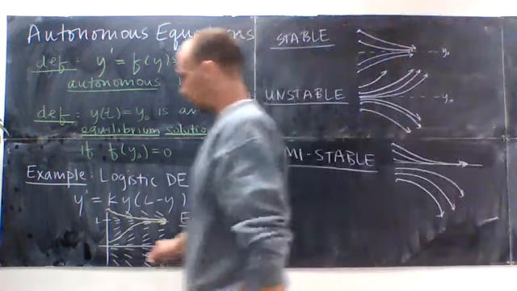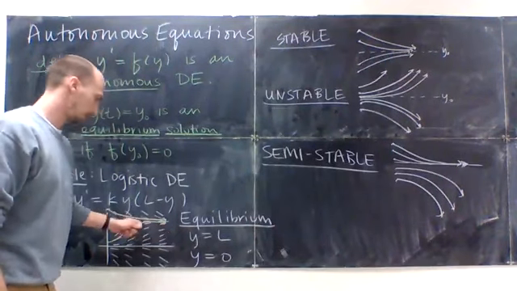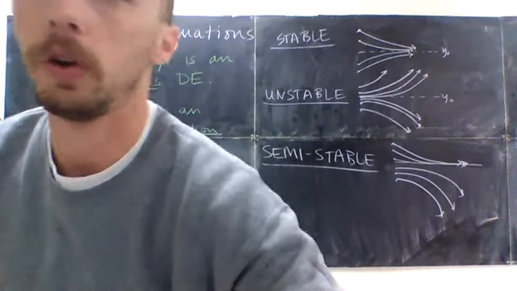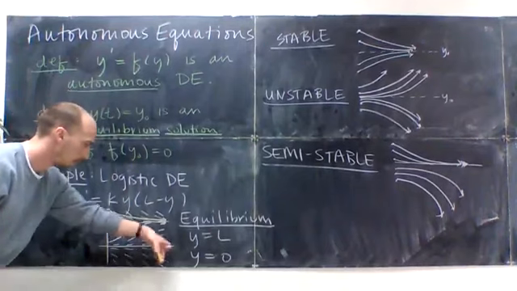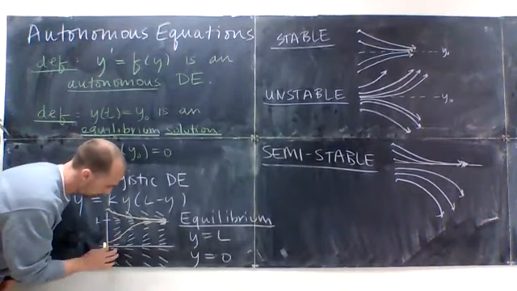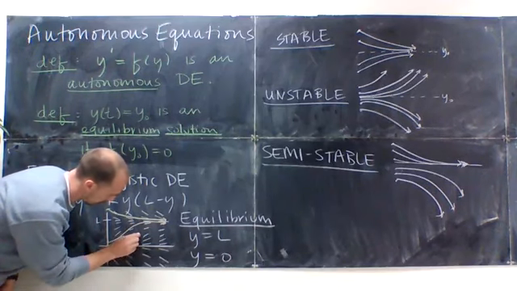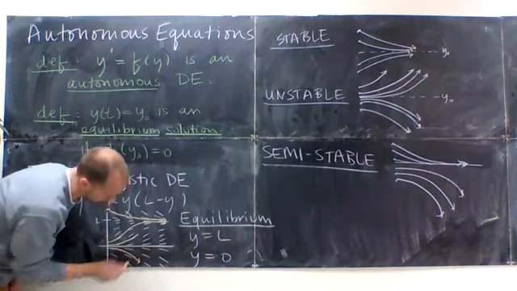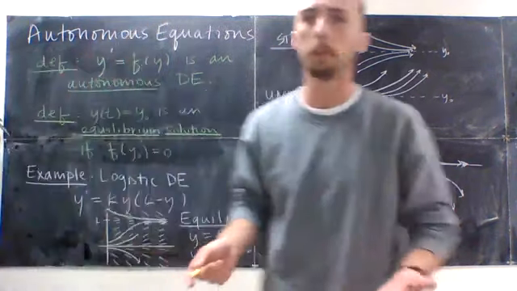To use that terminology over here, I'm going to say that y equals L is stable and y equals 0 is unstable, because I've already drawn one of the curves for initial condition near y equals 0. But maybe I'll go even closer and we'll see that that's going that way, and if I was on this side, I'd be going that way also. So these are going away from y equals 0, and I'd say that's unstable.